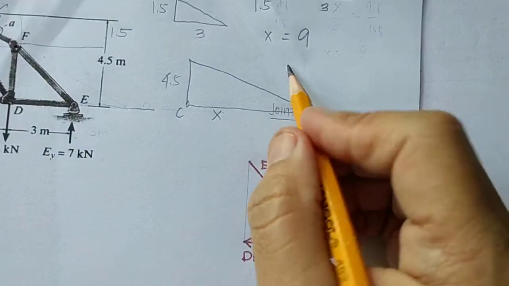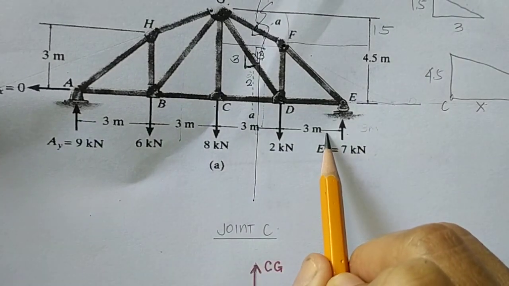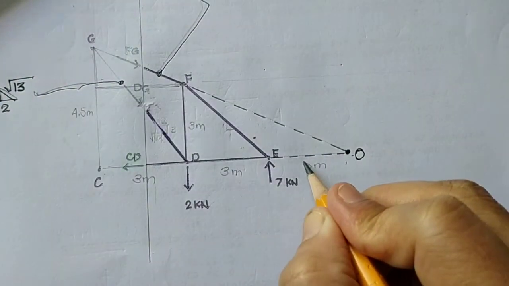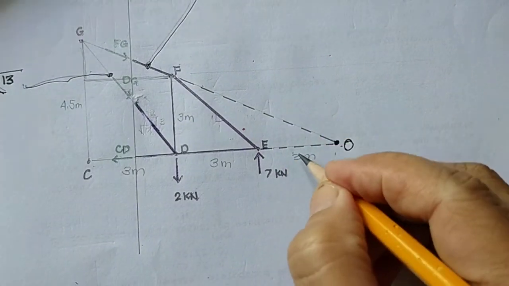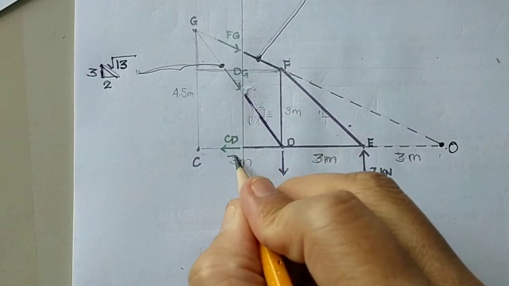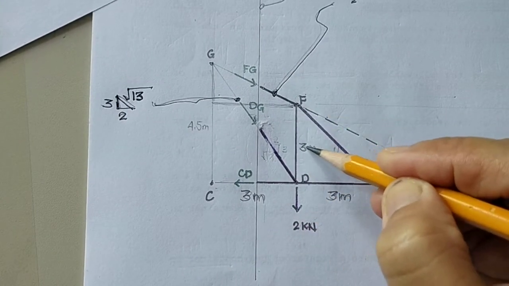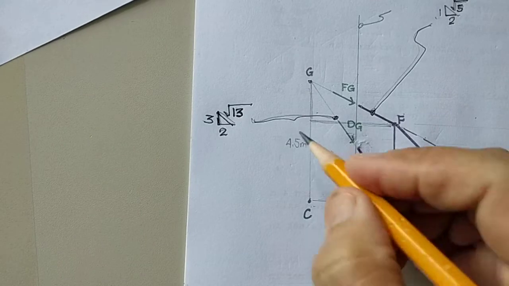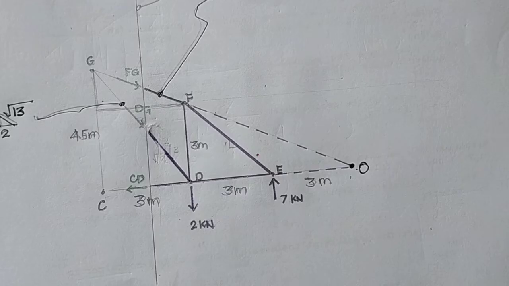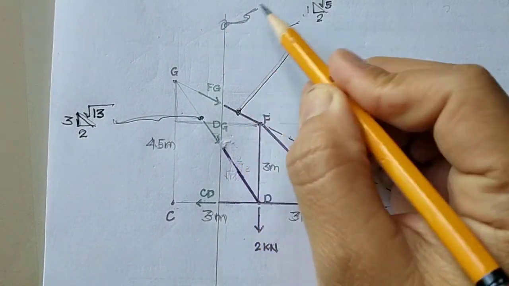So therefore, if it is 9, and this is 3 plus 3, this is 6, so 9 minus 6, it should be 3 meter. So 3 meter, 3 meter, so 3 meter. The height of D to F is 3 meter. And height from C to G is 4.5 meter. Okay, so this is the exploratory line or the bisecting line.